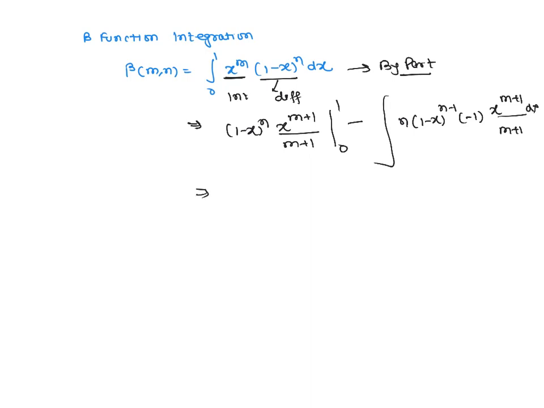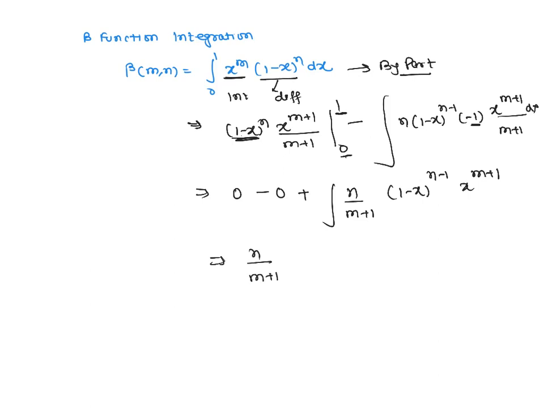If we solve, if we put 1, then 1 minus 1 is 0. Minus, if you put 0, x to the power anything is 0, so 0 minus, and this minus minus becomes plus. The integral of n upon m plus 1, (1 minus x) power n minus 1, into x power m plus 1. So this function can be written as n upon m plus 1 times a beta function. Since x power m is there, the first argument is m plus 1, and the second is n minus 1. So this function is a beta function.